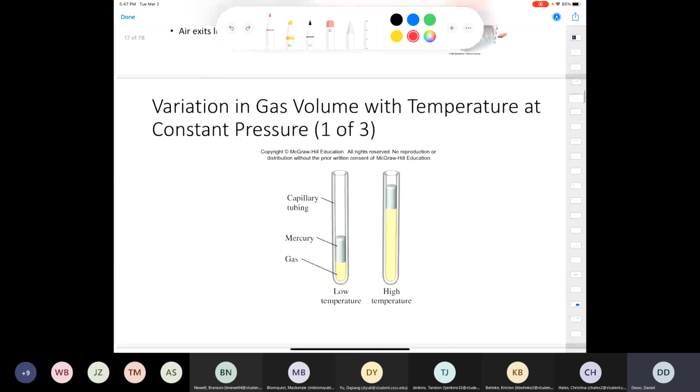Very simple concept. Now that we've looked at Boyle's law, and we'll look at some examples of problems that deal with Boyle's law, but I want to talk about some other relationships that involve pressure, volume, temperature, and the amount of a gas.